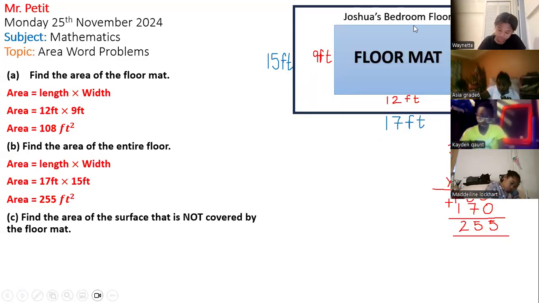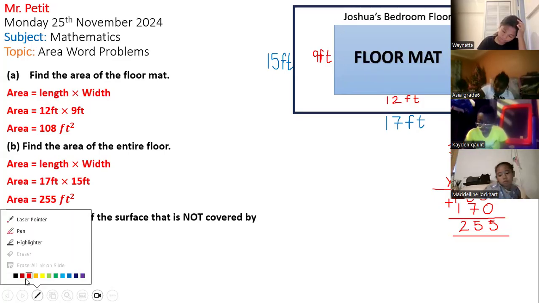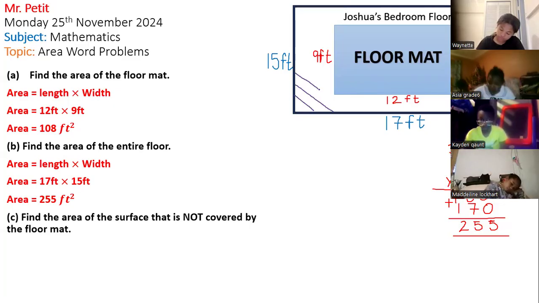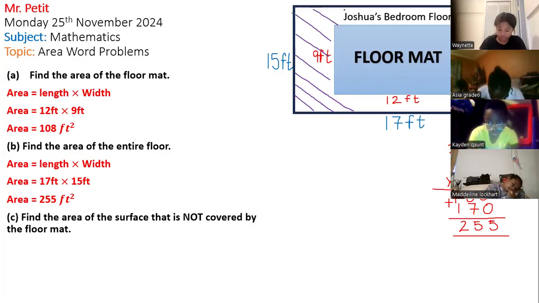And so here we have the floor mat, all right? Our goal is to find the area of the surface that is not covered by the floor mat. Let me show you what part they want us to find. They want us to figure out the area of this portion, the portion that is not covered by the floor mat. This part in purple is inside the bedroom, but it's not covered by the floor mat. They want the area of the shaded region.